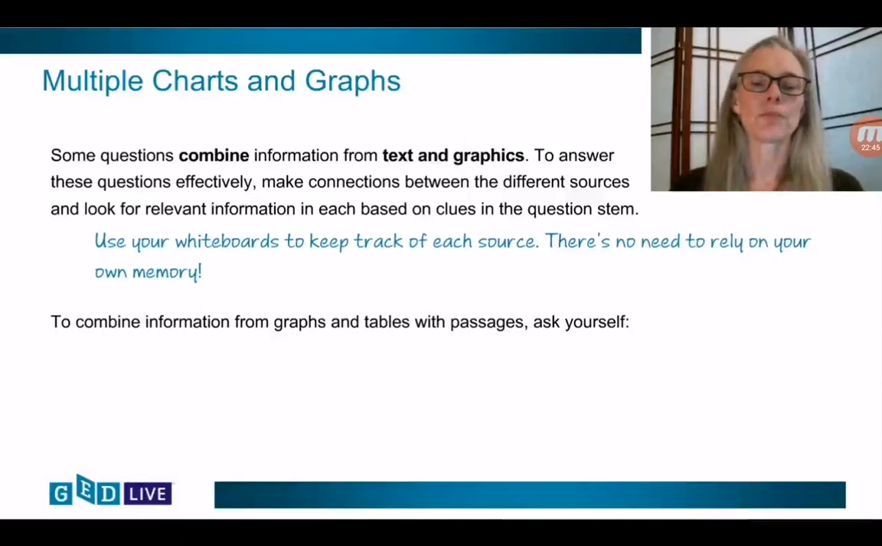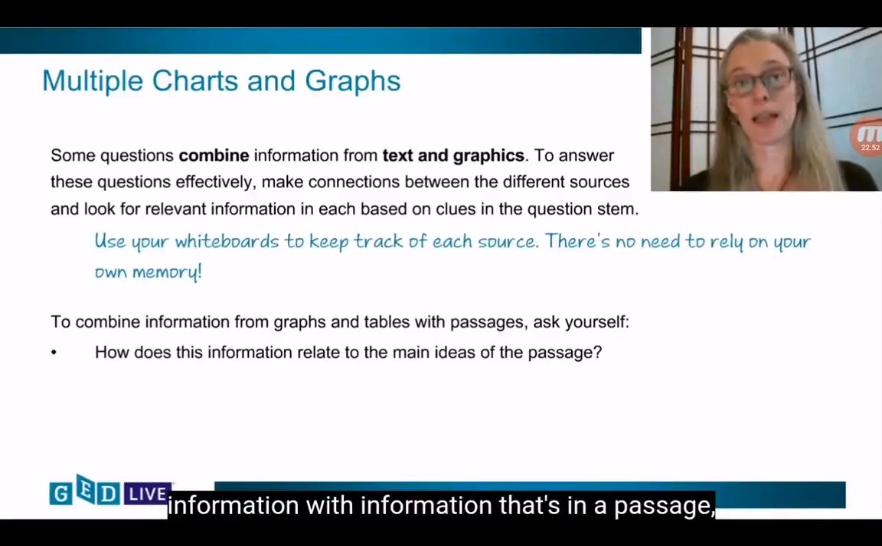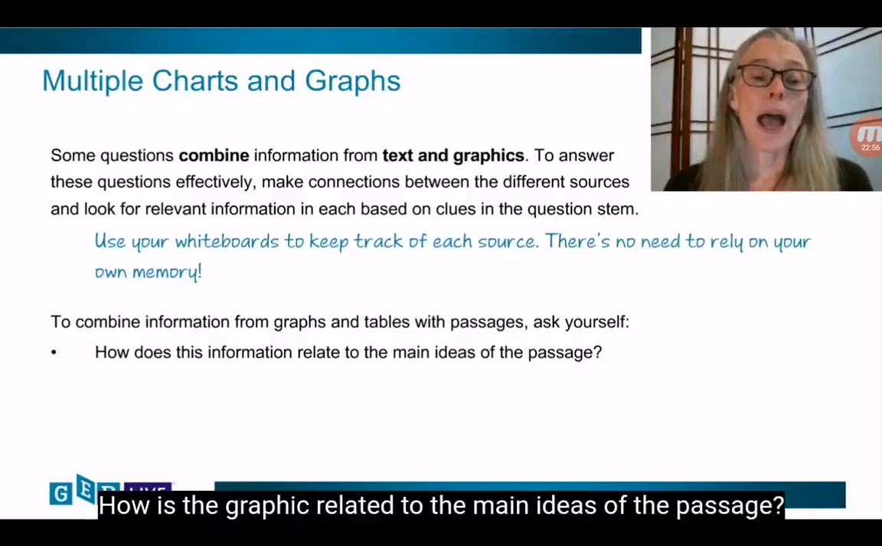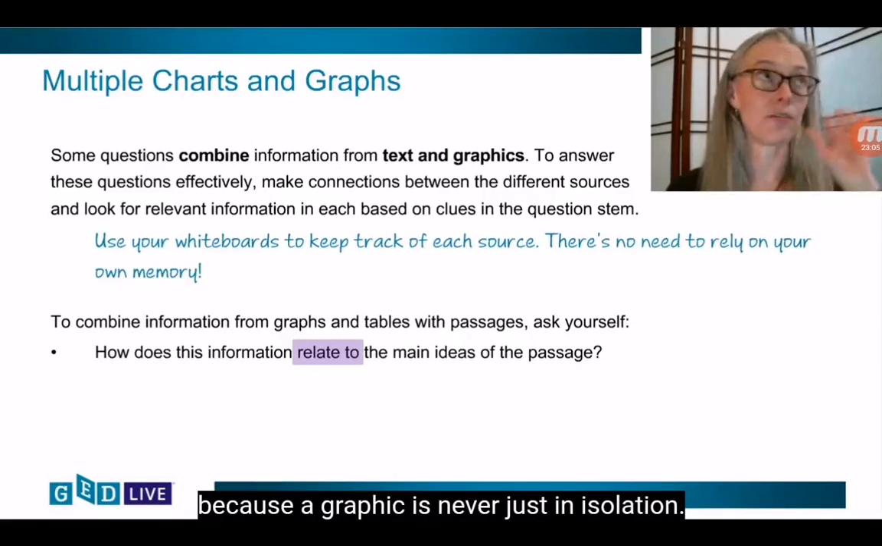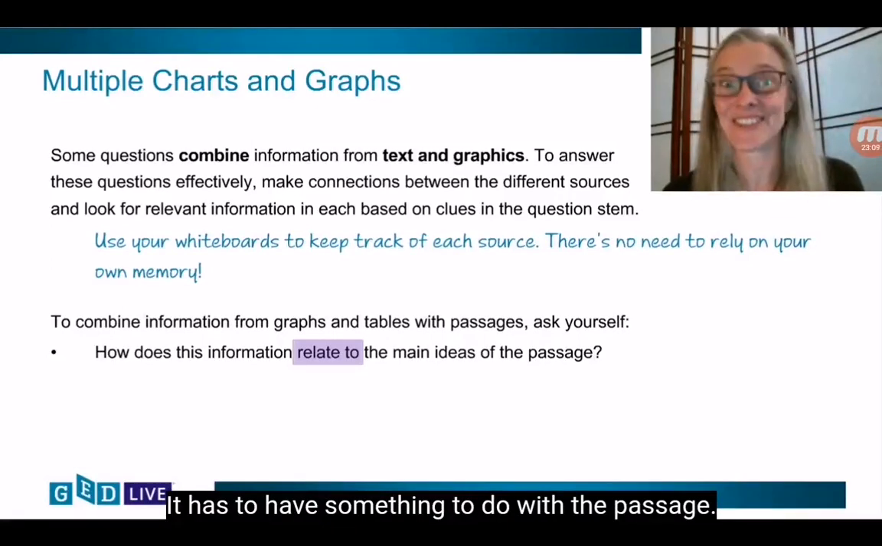So that, when you do need to answer a question, you'll know where to go to get which pieces of information. And then when it comes to combining that graphical information with information that's in a passage, you're looking for the relationship. How is the graphic related to the main ideas of the passage? That's always going to be your number one question, because a graphic is never just in isolation. It has to have something to do with the passage, right?